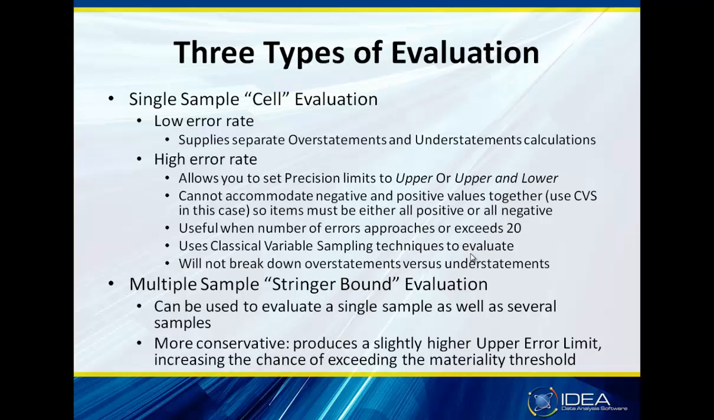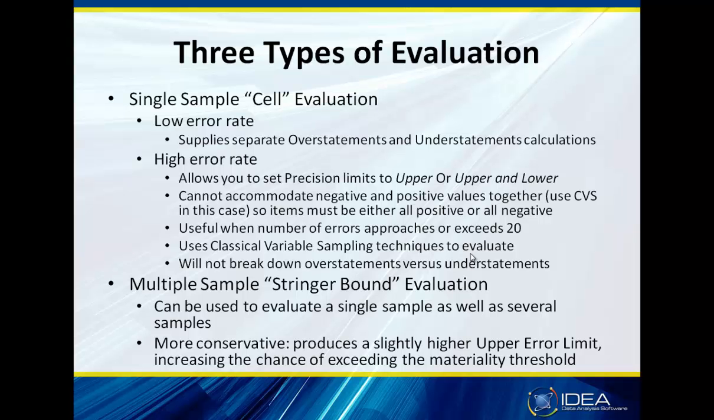We have three types of evaluation. There's the single sample cell evaluation, which has two types, as I pointed out, low error rate and high error rate. We also have the multiple sample stringer bound evaluation, and I'll discuss that next. With cell evaluation, low error rate is the one most typically used, and it supplies separate overstatements and understatements calculations, which I'll show you during our demo next. The high error rate allows you to set the precision limits, upper and lower, at the very bottom. Those are grayed out when low error rate is selected.